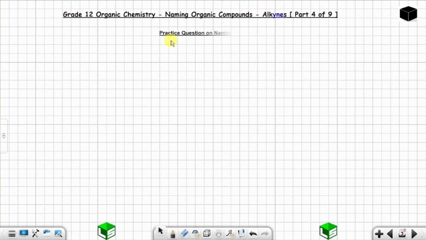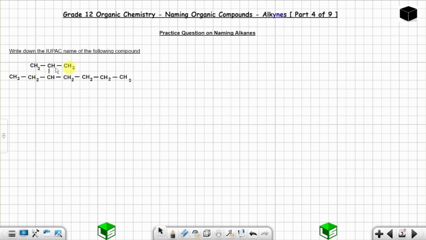Let's practice this question on naming alkanes. You have this compound: write down the IUPAC name of the following compound. So how can you name this organic compound? This is an alkane, not alkyne.